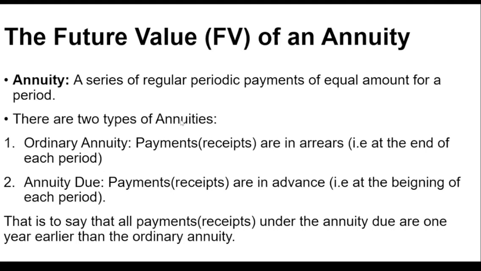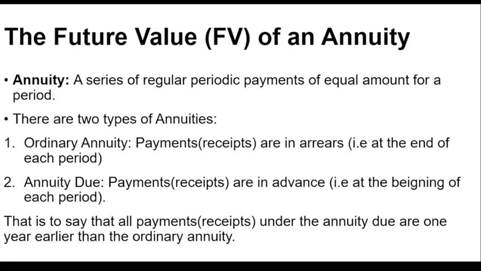Then the second type of annuity is annuity due. All right, annuity due. And annuity due is where payments or receipts are made in advance. Okay, are in advance. That is, they occur at the beginning of each period. All right, so that's the difference between ordinary annuity and annuity due. So that is to say that all payments or receipts under the annuity due are 1 year earlier than the ordinary annuity.